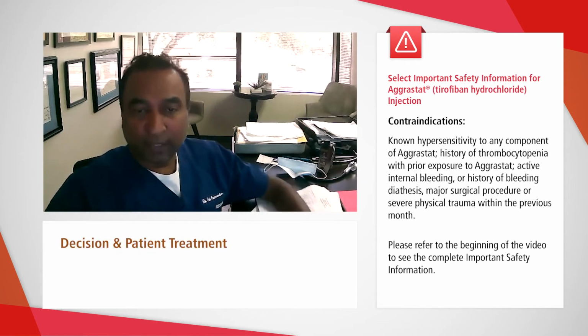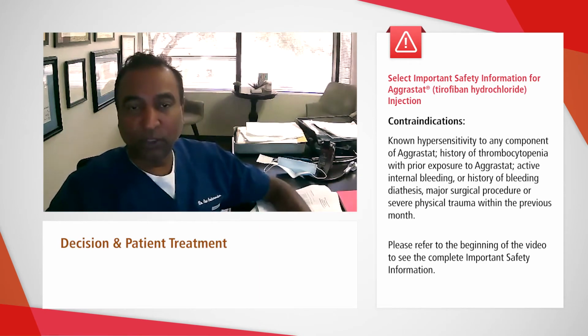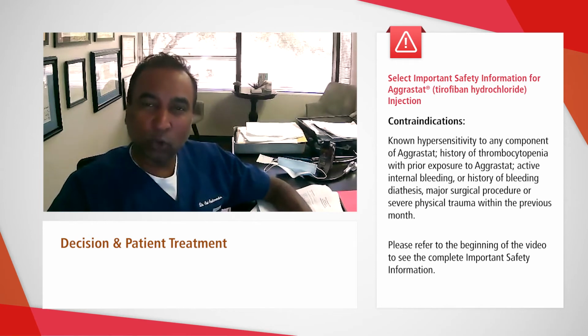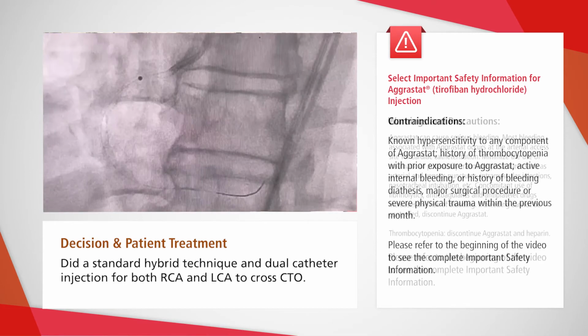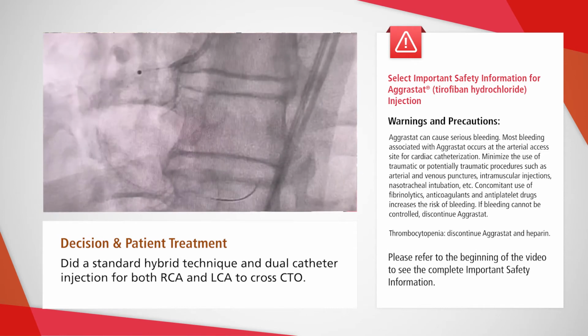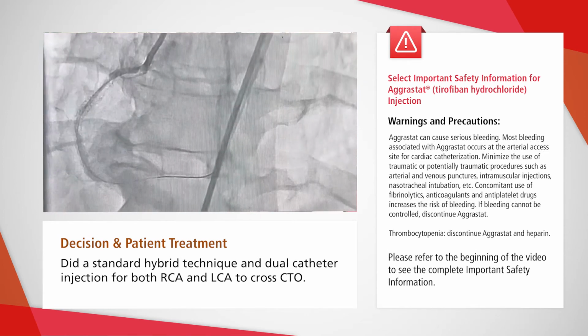So back to our case, this was our strategy based on his previous angiogram. We knew he had a chronic total occlusion of the right coronary artery with a previous stent in the mid portion. We decided to use a standard hybrid technique and dual catheter injection with catheters both in the right coronary artery and the left coronary artery.